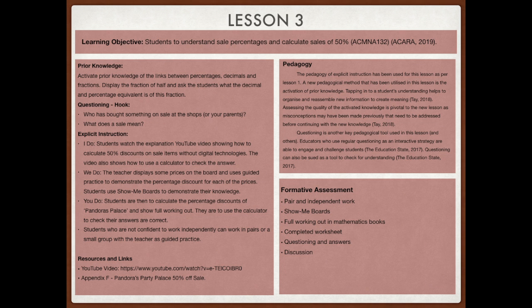So once again, we look at the prior knowledge that the students have and connect that to themselves, in terms of looking in the hook by looking at, have you ever seen a sale in the shops, or your parents, and different things like that, and what does a sale mean? But the prior knowledge that they look at is the links between percentages, decimals, and fractions, and this will have been something that they will have learnt prior to this activity.